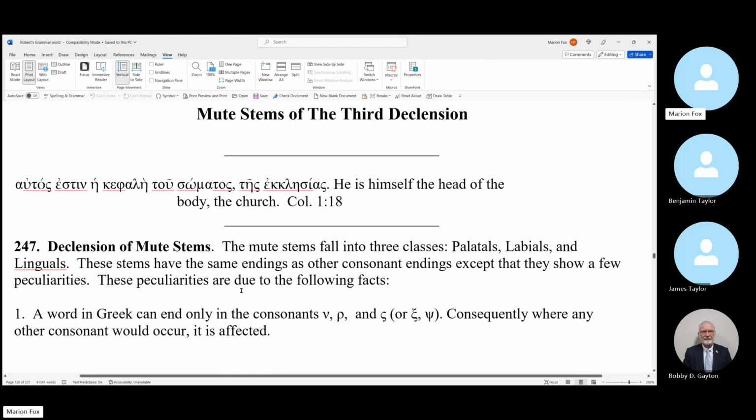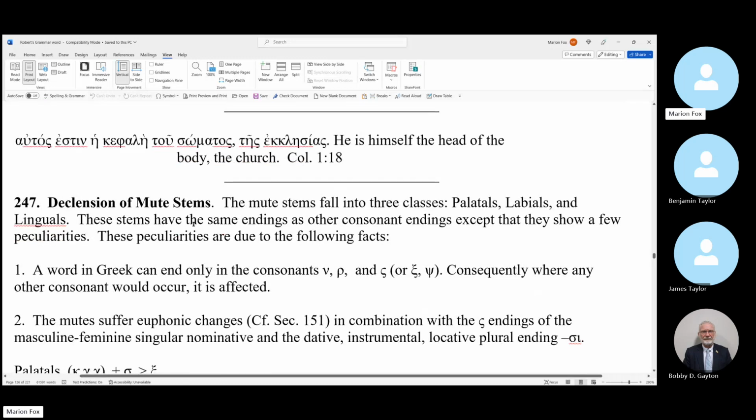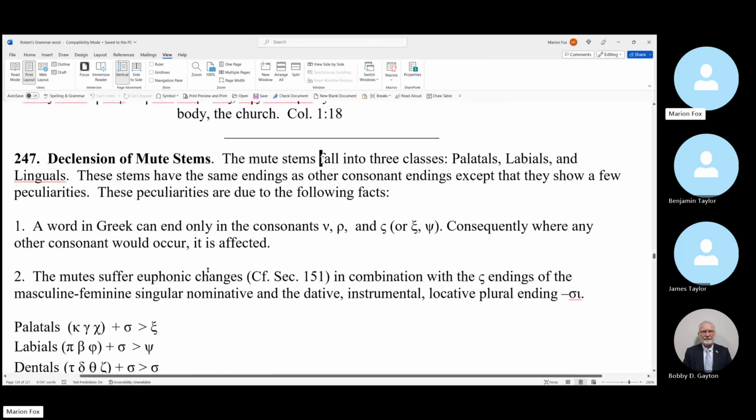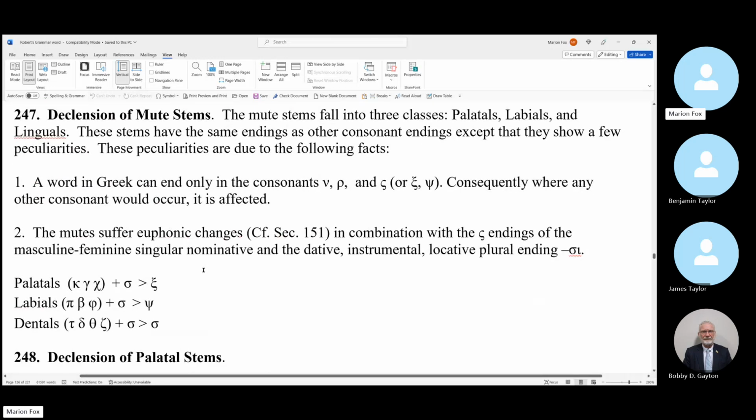All right, now we're going to be looking at mute stems of the third declension. The declension of them falls into three classes. Mute stems: we have palatals, that's on the back of your throat, your palate; labials, that's on your lips; and linguals, that's on your tongue. These stems have the same endings as other consonant stems, and normally they do, but they show some peculiarities because of some rules of putting letters together.